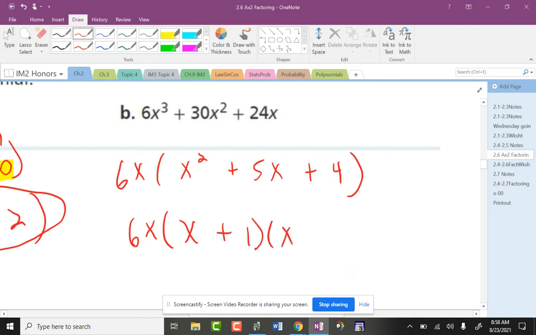Very well said. Sometimes say times the quantity if you want to really impress somebody, but whatever. Your times implied parentheses. So perfect.